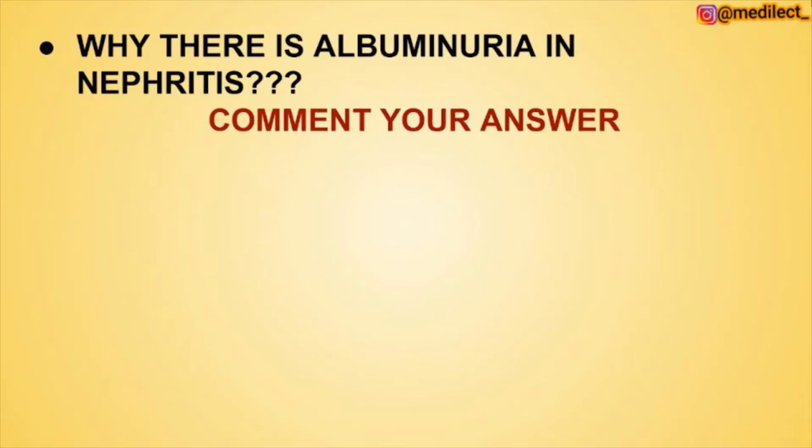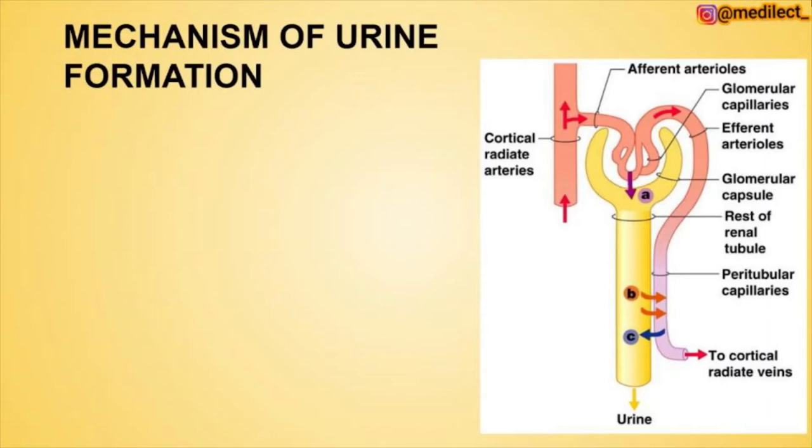Now next is the mechanism of the urine formation. What causes the formation of the urine? So over here we have three main steps and the fourth is the excretion. The first step occurs over here. That is the glomerular filtration step.